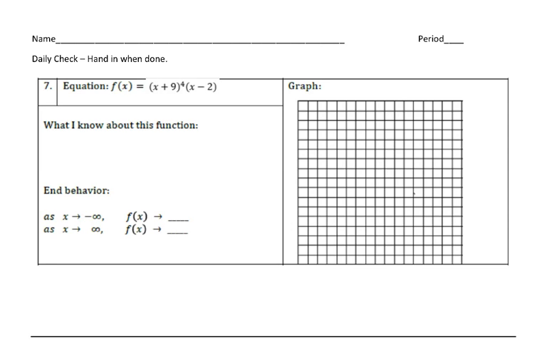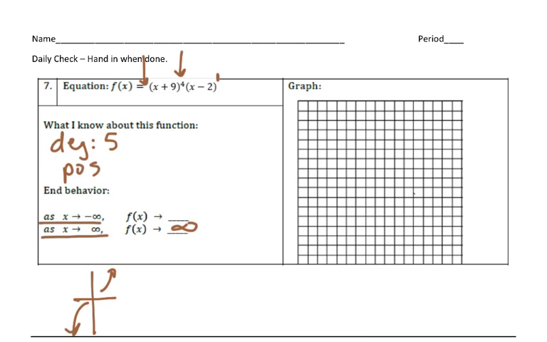Alright, so everybody should have that handed in now, and not on your desk anymore, and let's just go over it really quickly so you see what you should have done. So, looking at this, I've got a 4 and then a 1. So 4 plus 1 would mean my degree is going to be a 5. I look in front, it is also positive, so I know my end behavior. To the right I go up, so as x approaches infinity, f of x approaches infinity. To the left we go down, as x approaches negative infinity, f of x approaches negative infinity.